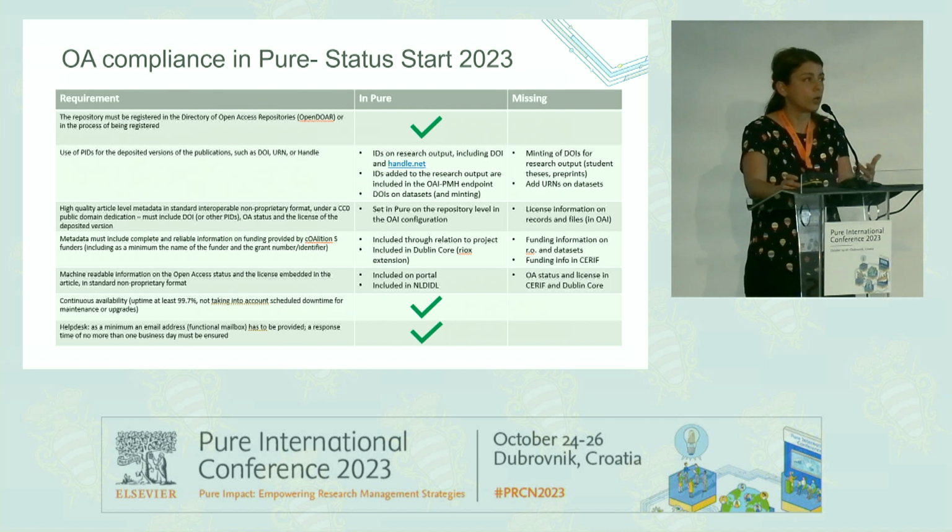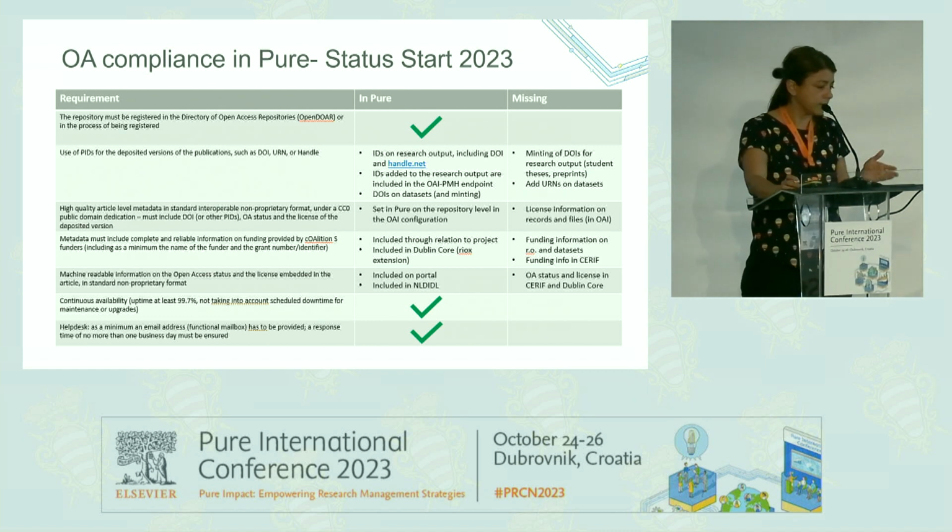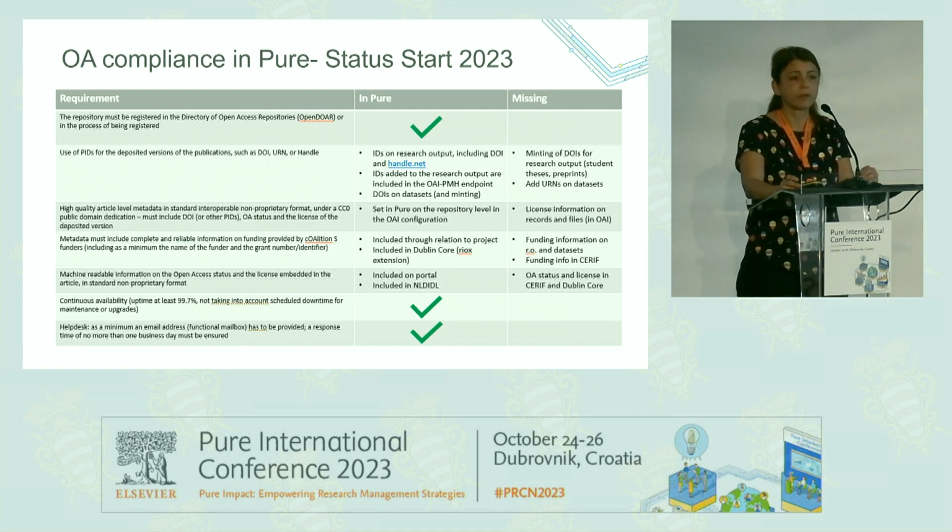For example, URNs and also the handle.net on datasets, license information on records and files. So we do have license information on the record for research output, but then we wanted to expand this also to files and also to datasets. And then funding information on research output.